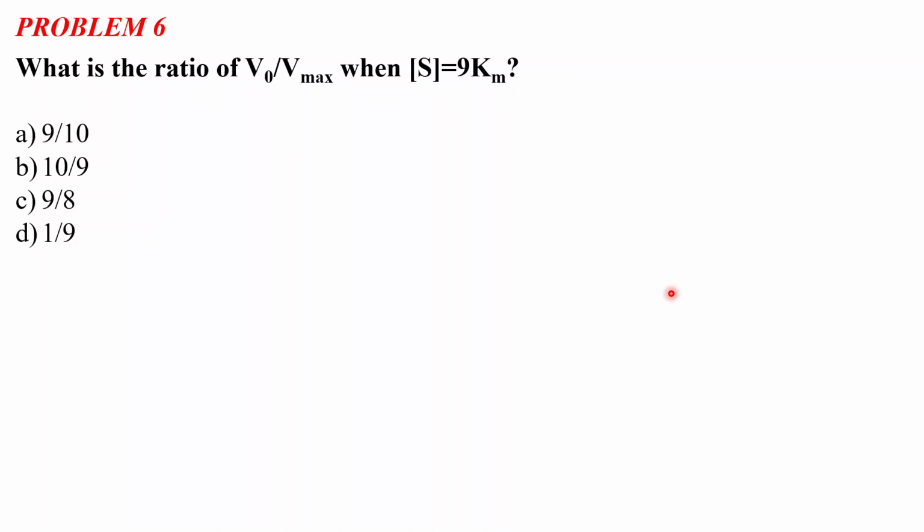I think we have discussed that equation in the last class, and we will again discuss this kind of enzyme kinetics mathematical equation in today's class also. So, this is a very basic question. Just try to remember the Michaelis-Menten equation, and then if you put the values you will get the answer easily. Now, all of you please try to solve the mathematical question and let me know what is the answer. What is the ratio of V0 by Vmax when the substrate concentration is equal to 9 Km?